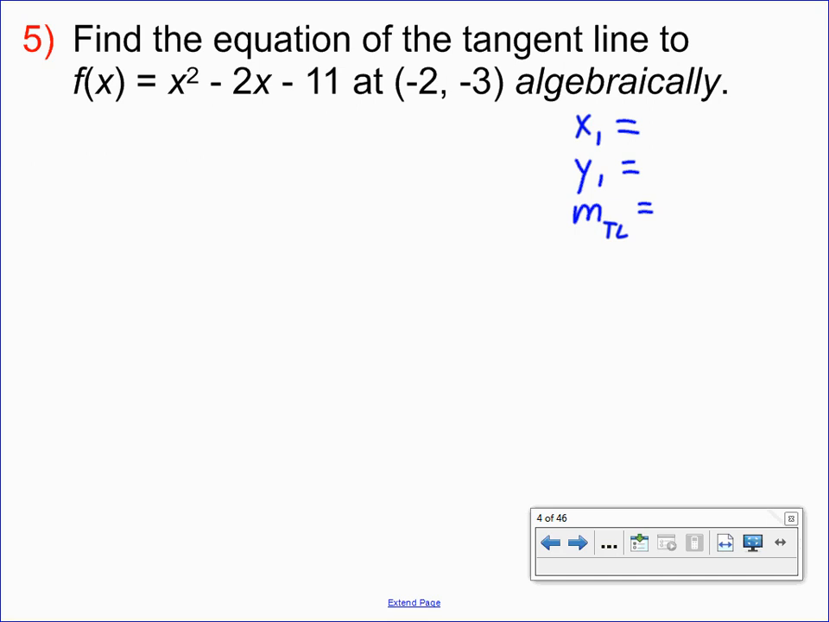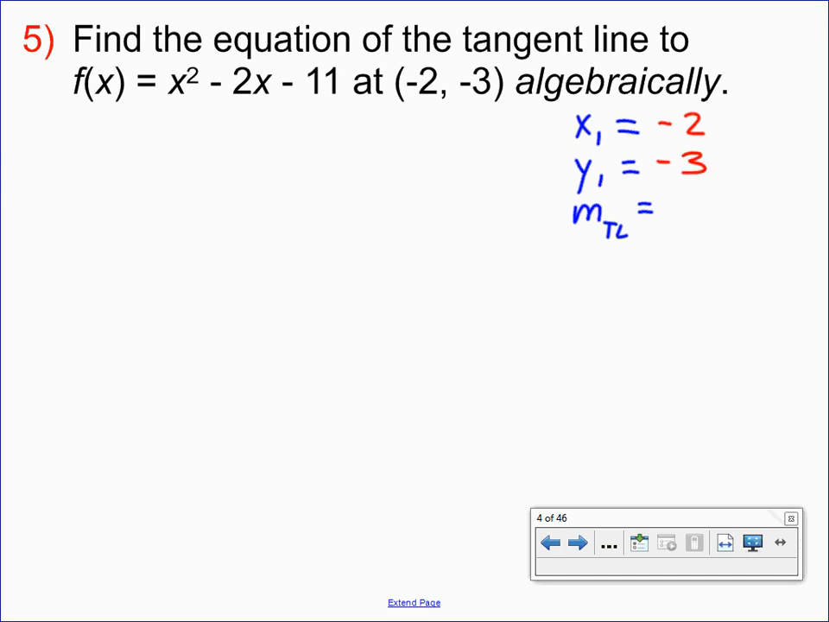Typically we're given the x coordinate of the point of tangency, which here is negative 2. Oftentimes we're not given the y coordinate of the point of tangency, but we can find it easily by evaluating the original function at our x value of concern. It looks like we've already been told that it's negative 3. I'm going to do a quick check because I'm ever the skeptic. Negative 2 squared is 4, plus 4 is 8, minus 11 is negative 3. So by golly, it is negative 3. Good, so there's our point of tangency.